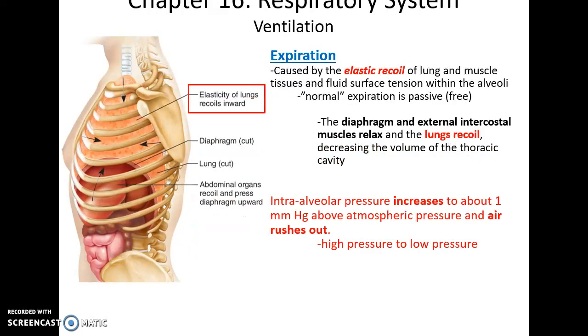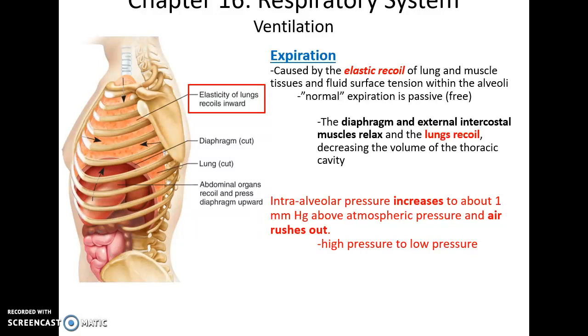Expiration. Expiration occurs on its own. When you stop contracting those muscles and they relax, the lungs will recoil. They are elastic, and so they will return to their original size. This will decrease the volume, thereby increasing the air pressure in the lungs. The lungs' air pressure will then be greater than the atmospheric pressure, and so air will rush out of the lungs into the air.